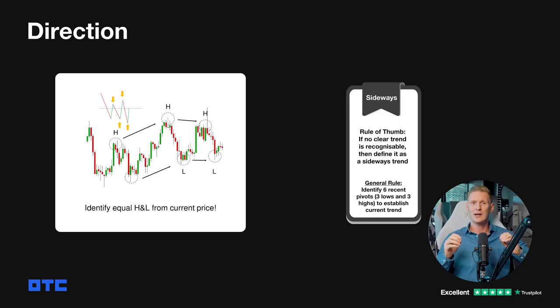If we don't have an uptrend or a downtrend, the rule is straightforward. If there are no consecutive lower highs or consecutive higher lows, the market is in a confirmed sideways trend. As a rule of thumb, when no clear trend is recognizable, we simply define the market as sideways. This happens when price lacks a clear directional bias and moves within a range.